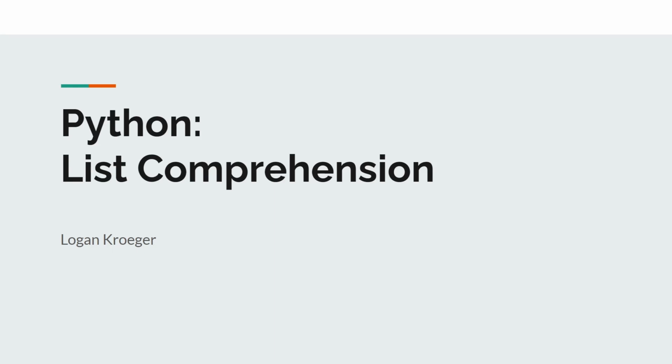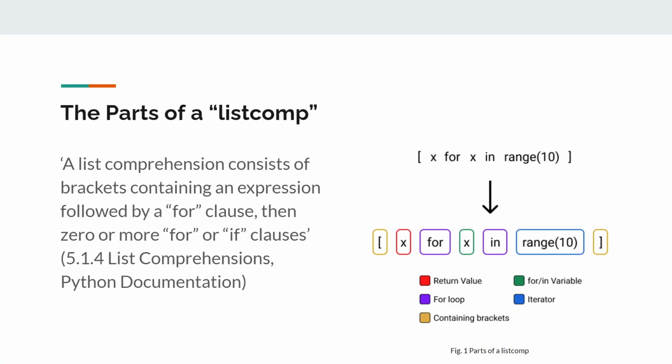Hello, my name is Logan Kroger, and I'm going to be talking about list comprehensions for my video assignment for Computer Science 372. Python list comprehensions are a way to do a for loop in one line.